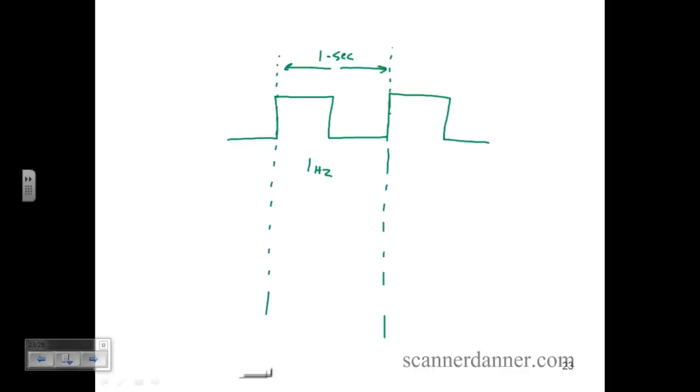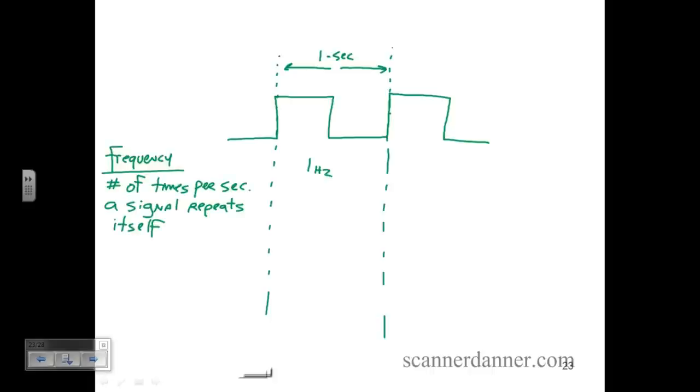Frequency is the number of times per second a signal repeats itself. In my first capture up here, I see a rising edge, a falling edge, and then a rising edge again. So this rising edge is this rising edge. There is one cycle that has taken place in this 1 second time frame. This is a 1 hertz signal.